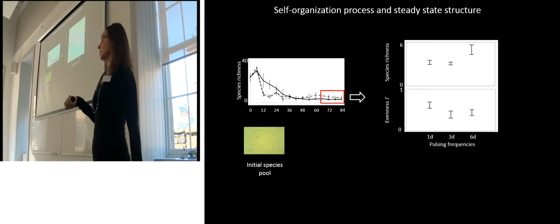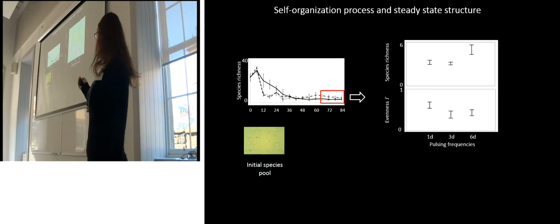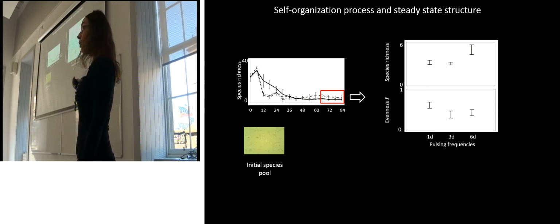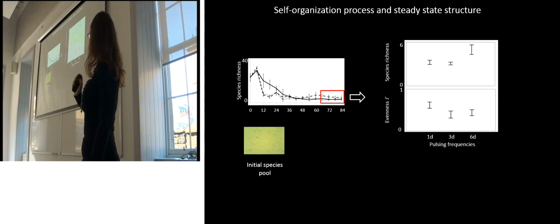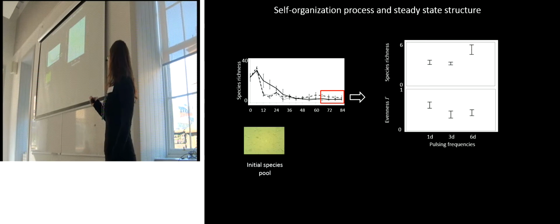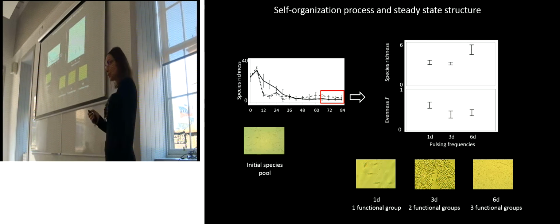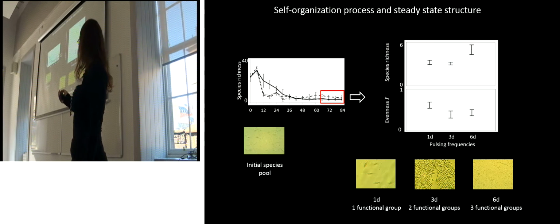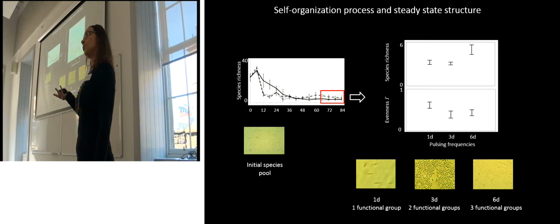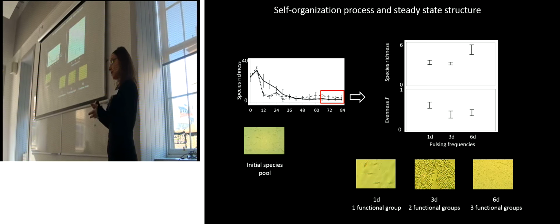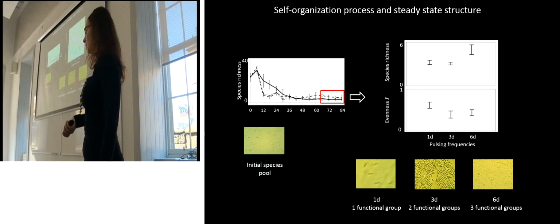And then, as you can see, when we reach steady state, our different pulsing frequencies have different species richness, with our less frequent pulse having more species, and with the most frequent pulse having greater evenness. But we also saw that with species richness, we also have an increase in functional diversity. We have only one functional group in the 1 day, the most frequent pulsing frequency, and up to 3 functional groups when pulsing frequency was lower.